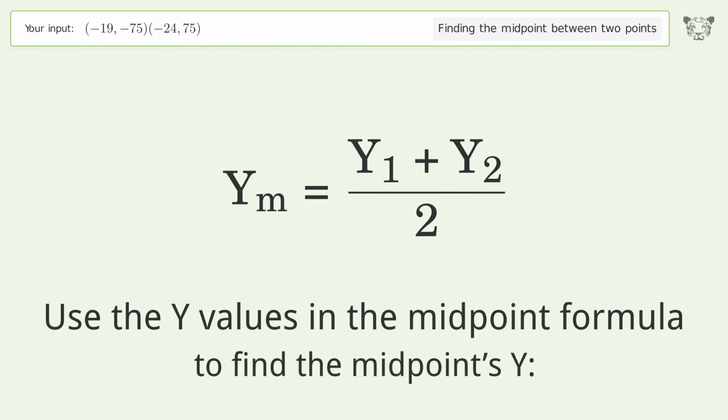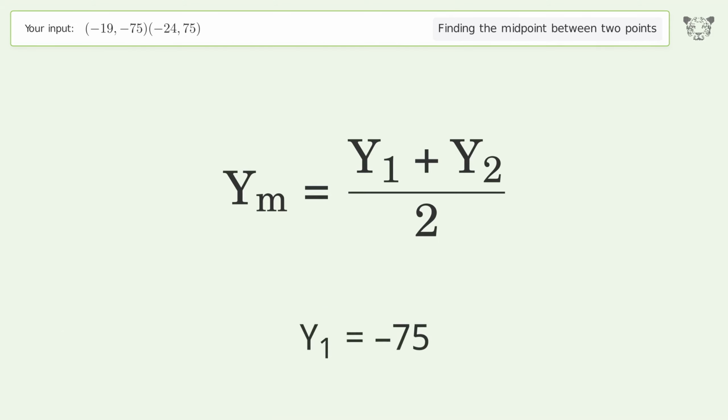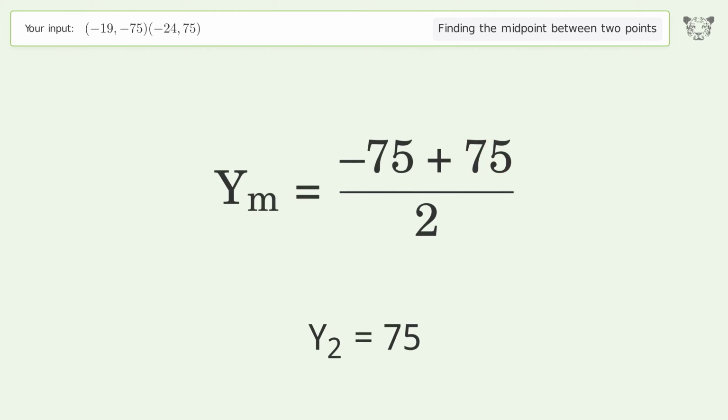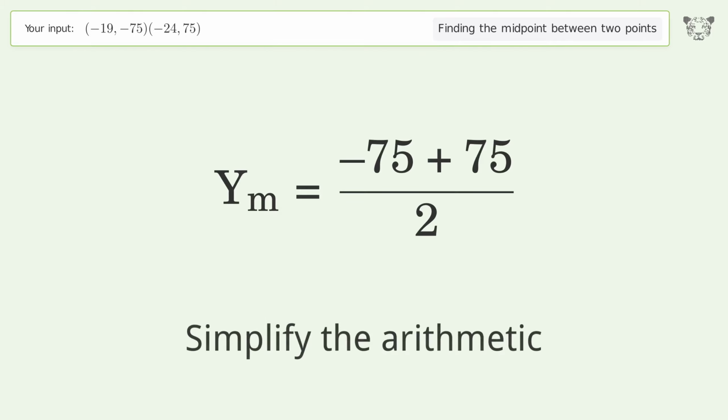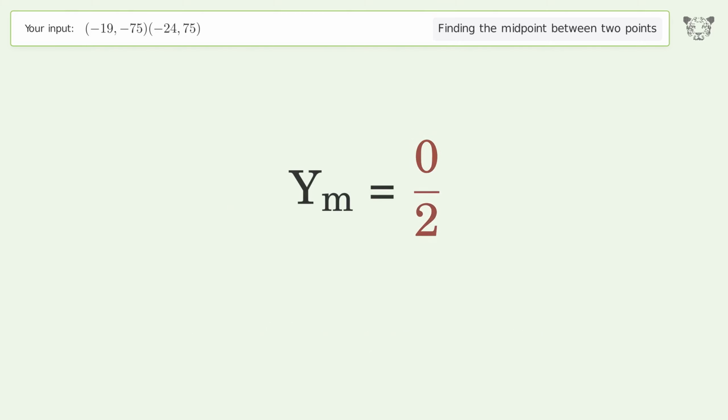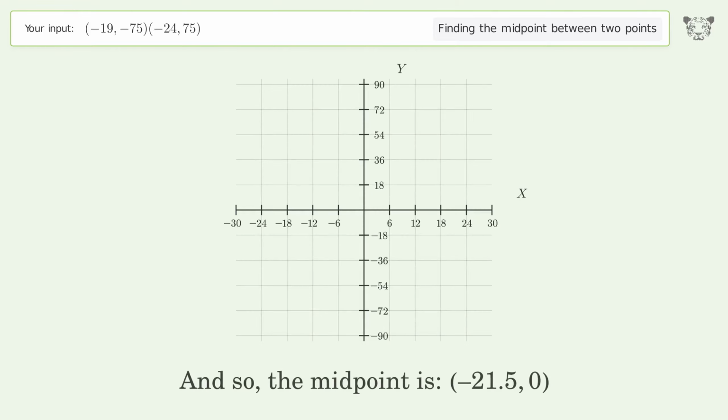Use the y values in the midpoint formula to find the midpoint's y. y1 equals negative 75. y2 equals 75. Simplify the arithmetic. And so, the midpoint is negative 21.50.